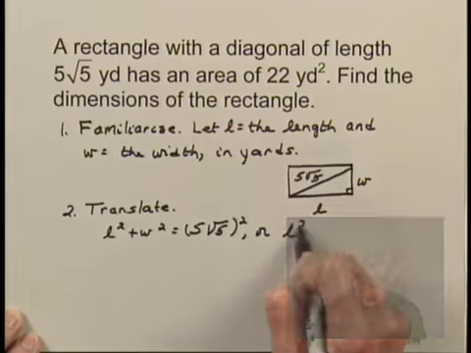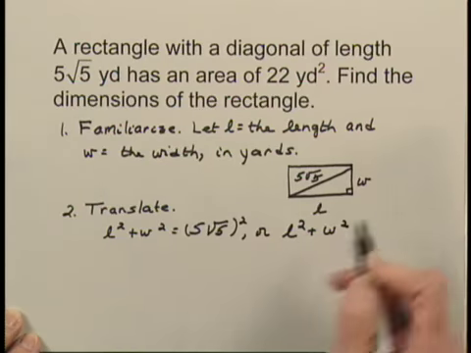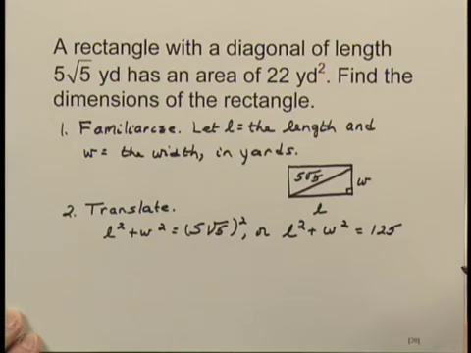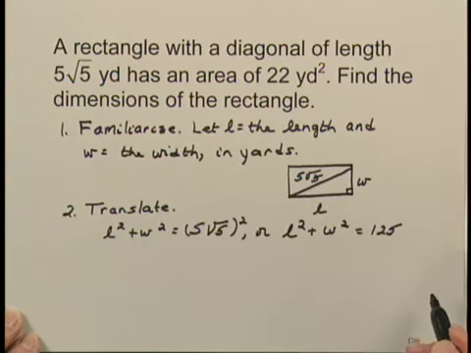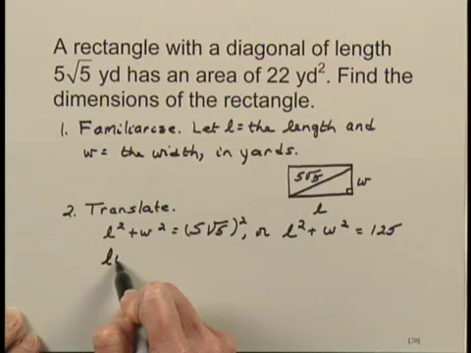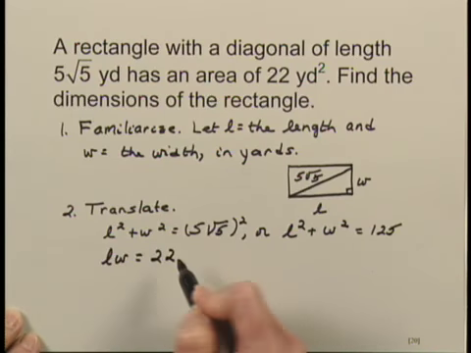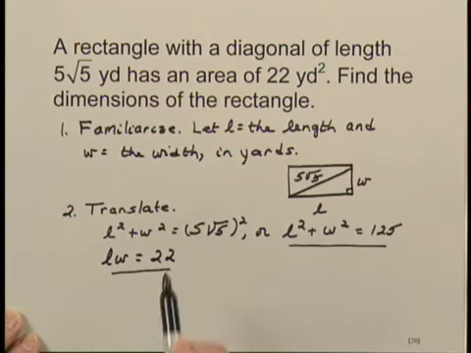Or we can write this as L squared plus W squared, and when I square this I get 25 times 5, so that's equal to 125. We also are told that the area is 22 square yards, and the area of a rectangle with length L and width W is the product of the length and the width, L times W. So L times W is equal to 22. So we have this system of equations, and let's go ahead and solve that.